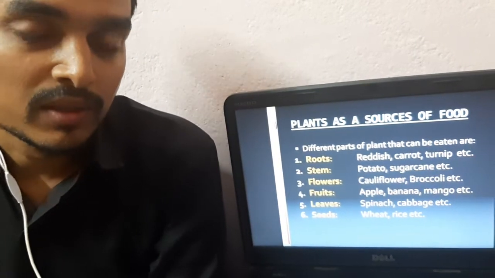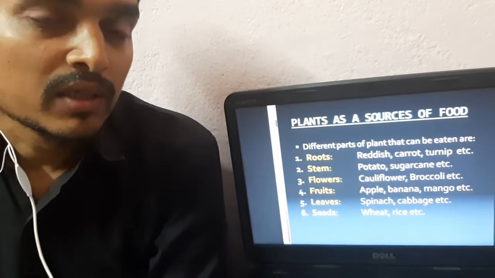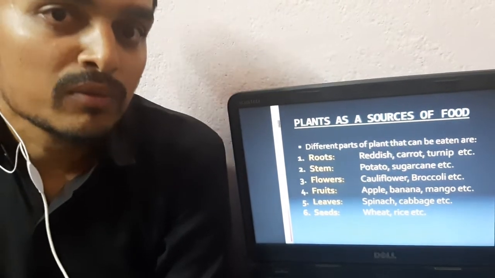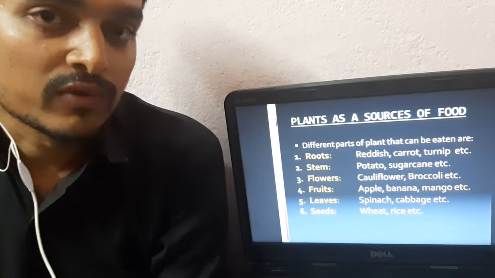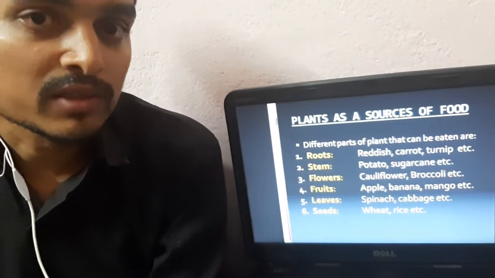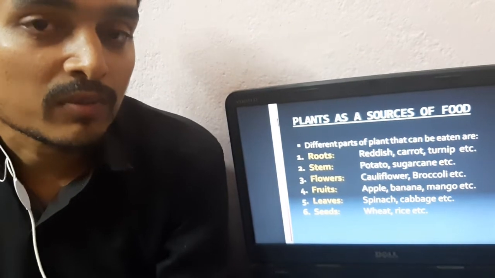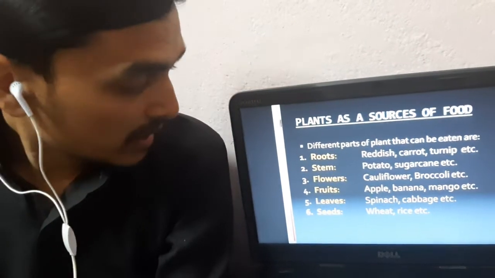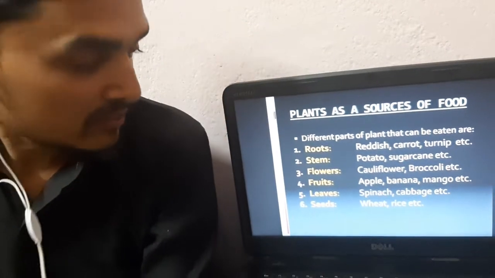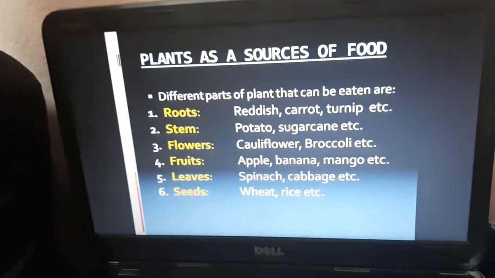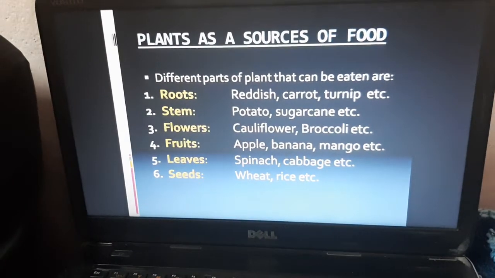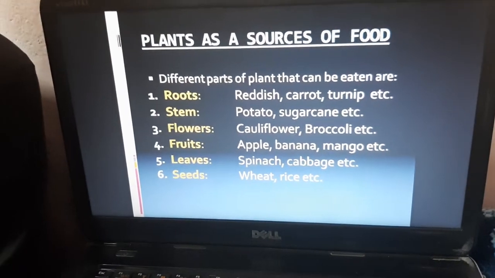For example, some parts of plants, like the root, can be used as food material. From some plants we can use their stems as food materials. Some other plants, and flowers, are also used for eating. So here are some parts of the plant and the names of the plants from which we can get food materials.